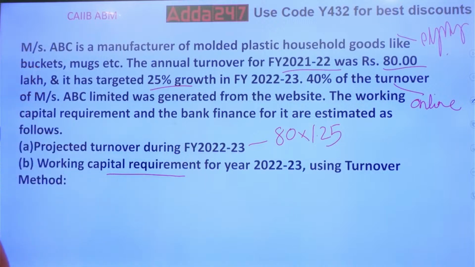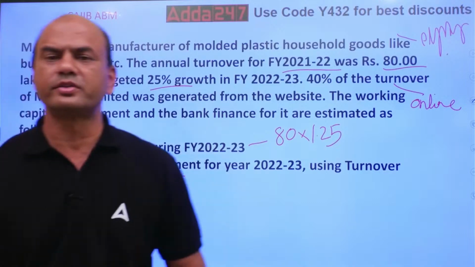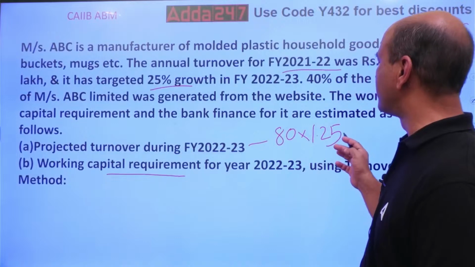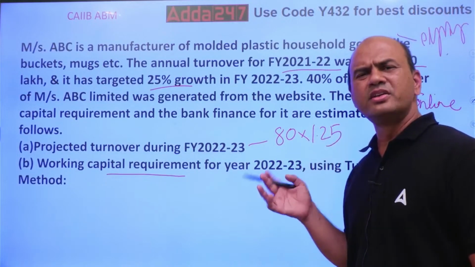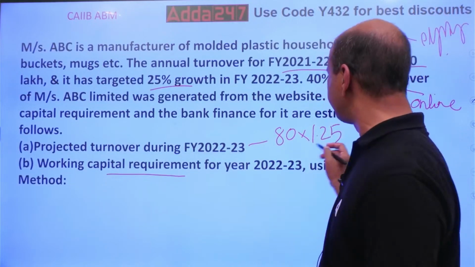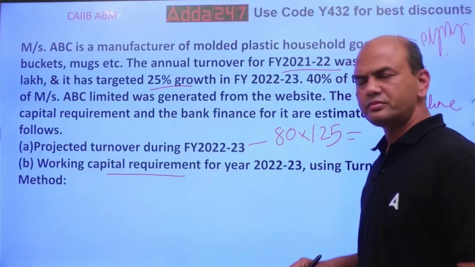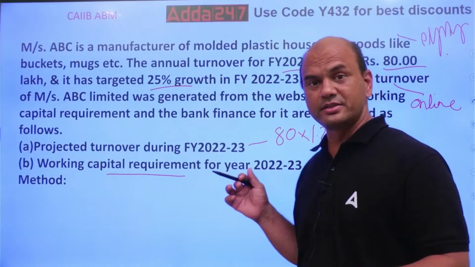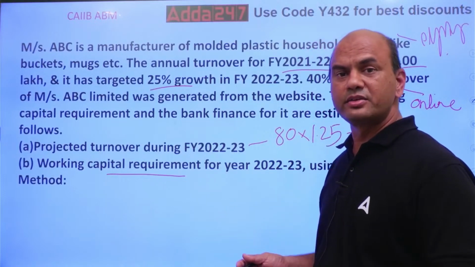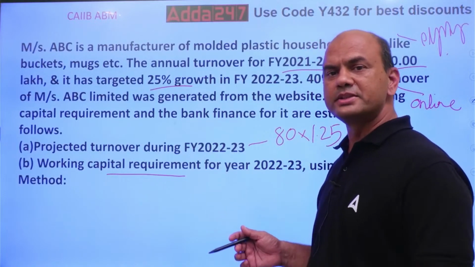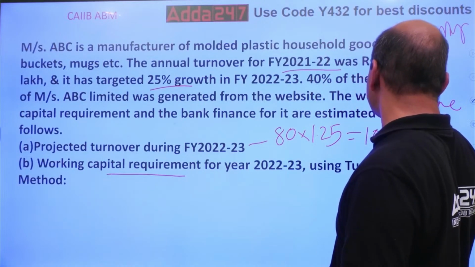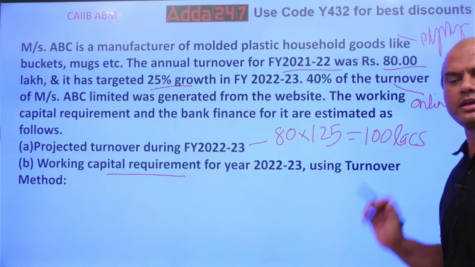So what is the answer? 80 into 25% extra. 25% of 80 is 20. 20 plus 80 is 100. So 1 crore will be the turnover. This is the expected turnover.